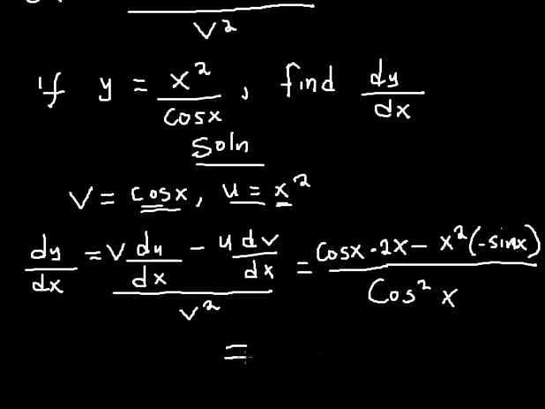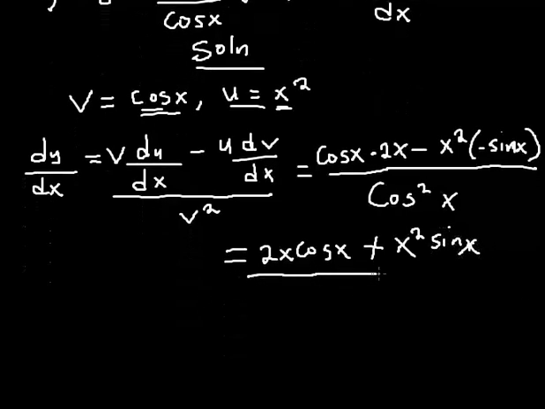So this is going to be equal to 2x cos x. Then of course minus times minus is plus, that is plus x squared sin x, all divided by cos squared x.